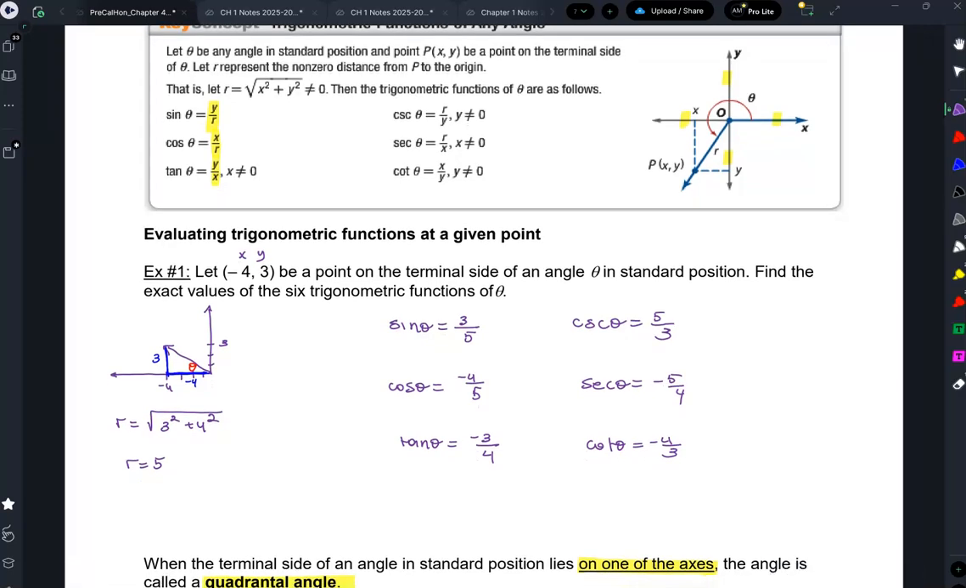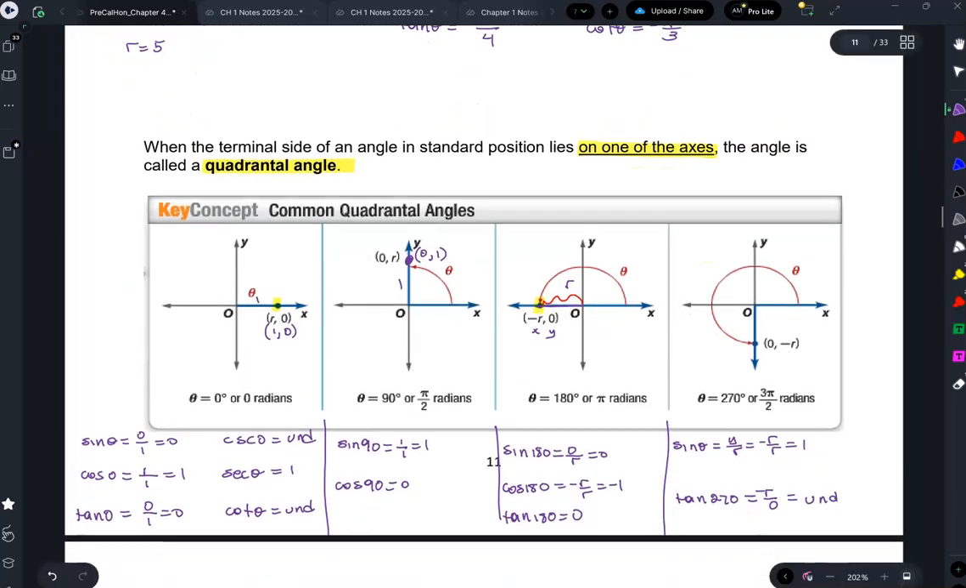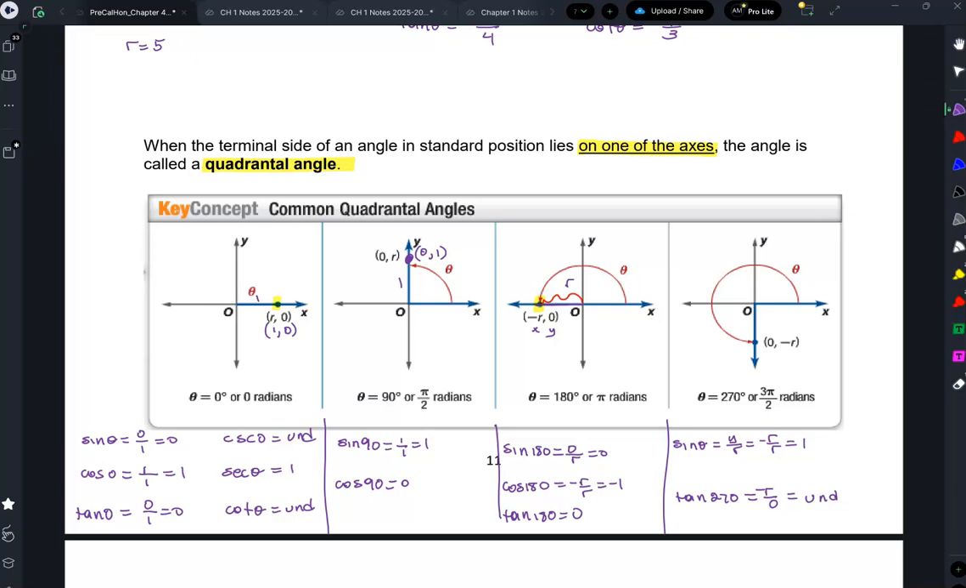Okay? So what we need to remember are these. Sine is y over r. Cosine is x over r. Tangent is y over x.